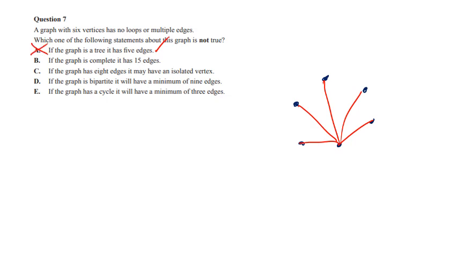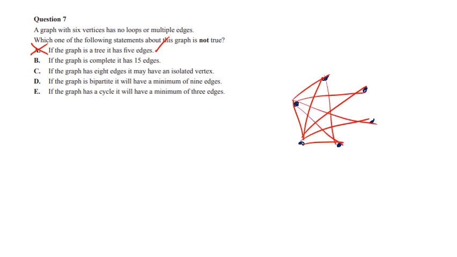Let's try the next one. Next one says, if the graph is complete, complete means every vertex is connected to every other vertex. So that's 5, 4, 3, 2, 1. If you did actually pay attention to all that, you did actually get 15. And we also know that because it's to do with triangular numbers. So this is 1. Makes a triangle, it says 3.